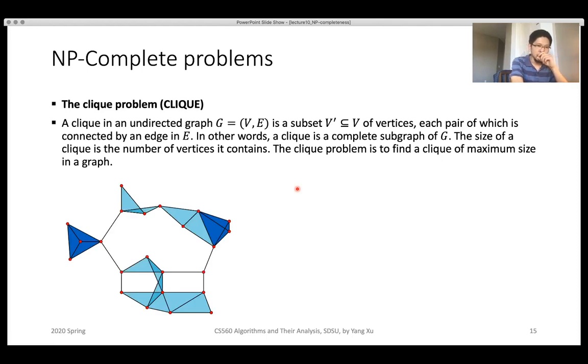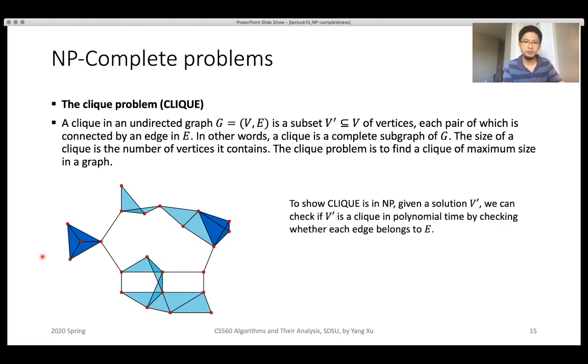So for example, in the graph here, the vertices highlighted by the dark blue are one of the cliques, because only within this dark blue region, each pair of vertices are connected to each other, but not in the light blue ones. So basically, given a solution, we can just check whether it is a clique in polynomial time by checking whether each edge belongs to E. But it's very difficult to find all the possible cliques and to find the ones that have the maximum size. That's the third example.